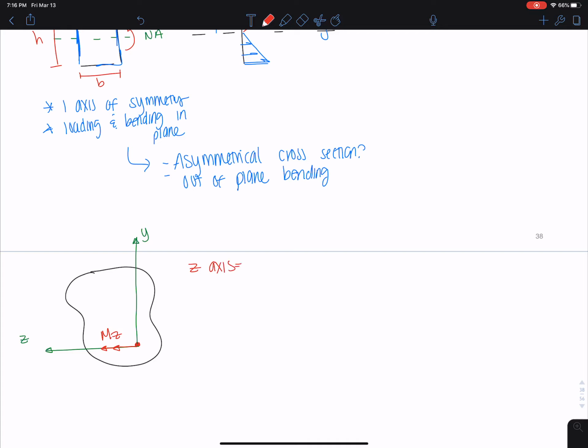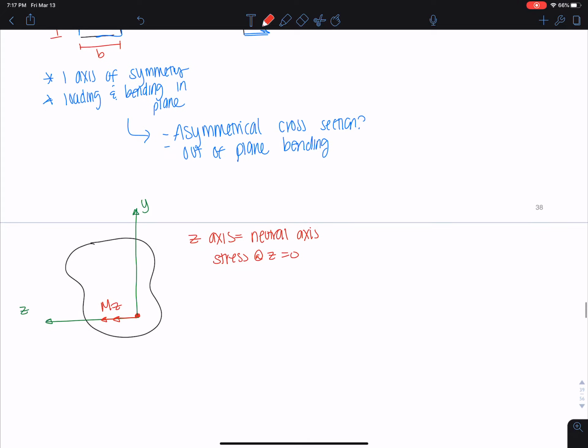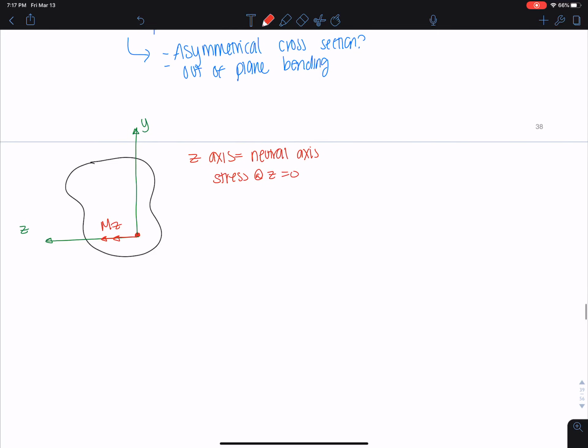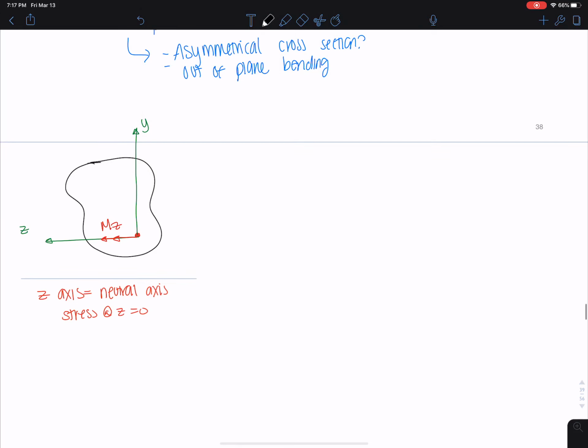The z-axis is my neutral axis, right? And we still have compression above and tension below, and stress at z is 0. We still have all of those elements to be true, okay? So let's kind of draw what would happen here in terms of stress. Okay, I'm going to actually move this information so I can draw the stress profile. Okay, so let's kind of come here and see what happens with our stress profile here.